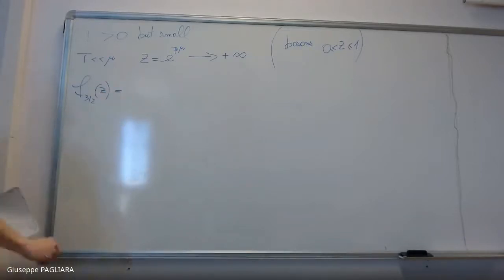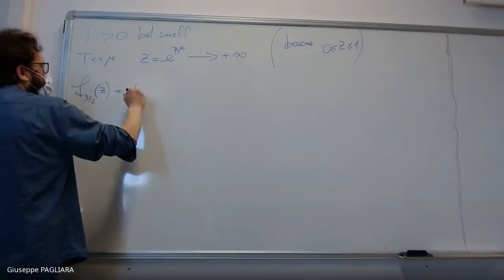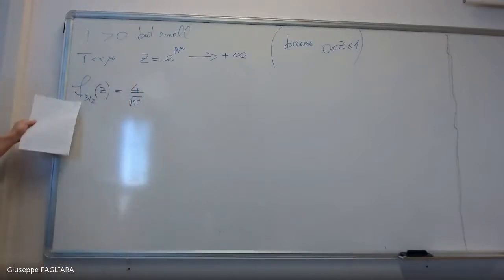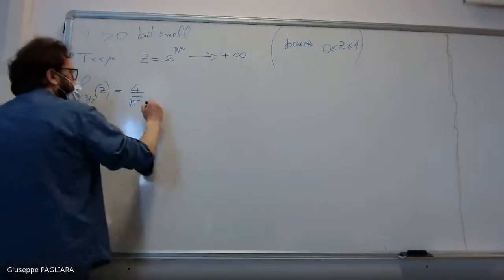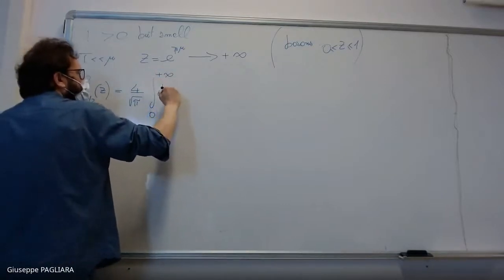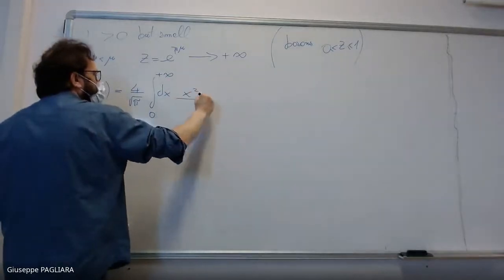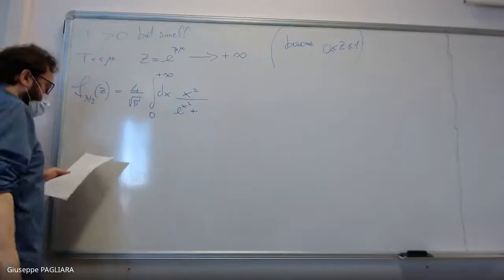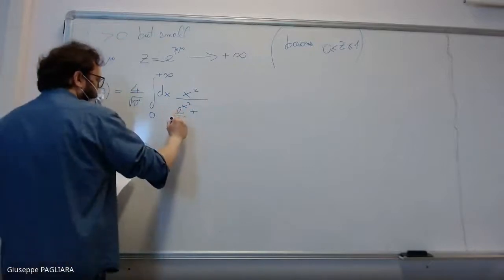the same for fermions, but for the fact that we have a plus, and here we have a different function, which is the Fermi function instead of the Bose function. Okay, this is the integral from 0 to plus infinity of x squared over e to x squared plus 1.